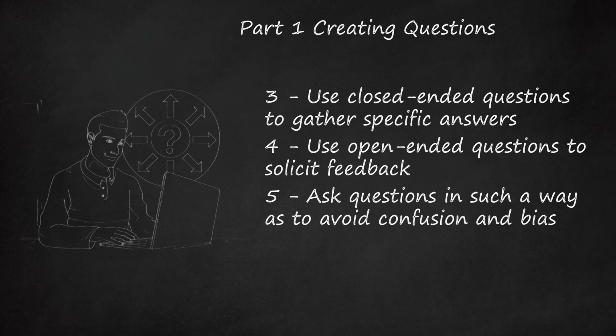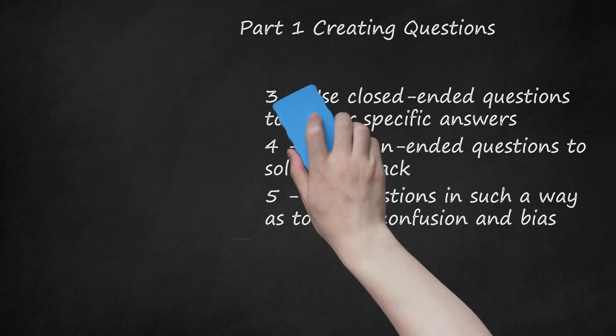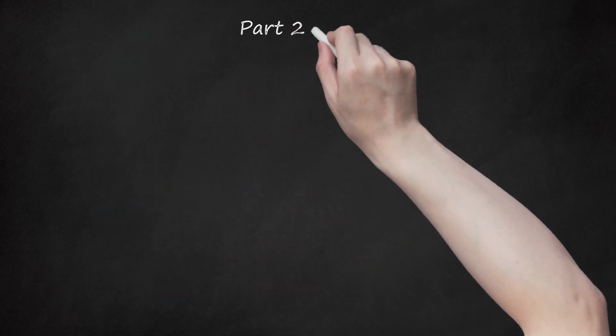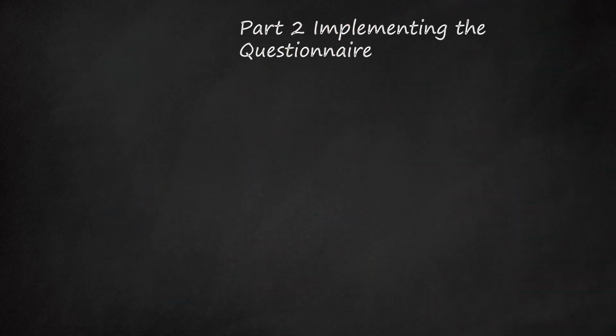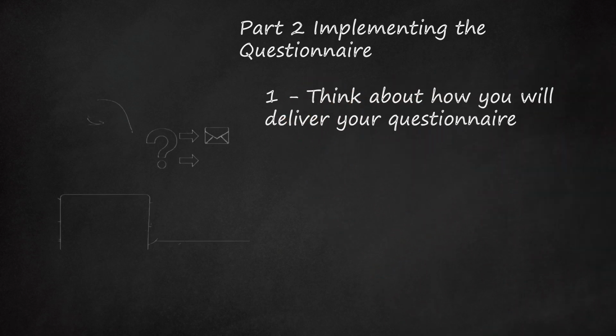Questions should be worded so as to maximize clarity. Confused respondents will skew your data, so questions should be as understandable as possible. Avoid double negatives, unnecessary clauses, or unclear subject-object relationships. Part 2: Implementing the questionnaire. 1. Think about how you will deliver your questionnaire.